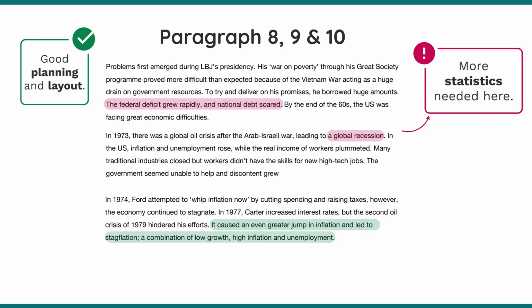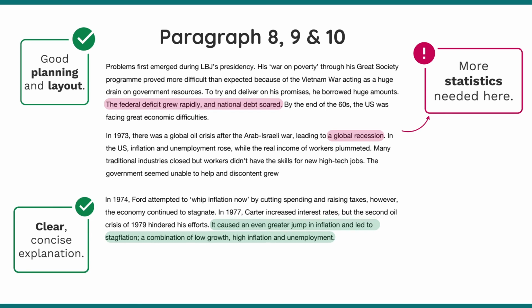At the end of that third paragraph in front of you there, it explains stagflation, which is quite a complicated concept, but it's explained very clearly and concisely in this instance. "It caused an even greater jump in inflation and led to stagflation, a combination of low growth, high inflation and unemployment." Nice, clear, relevant information.